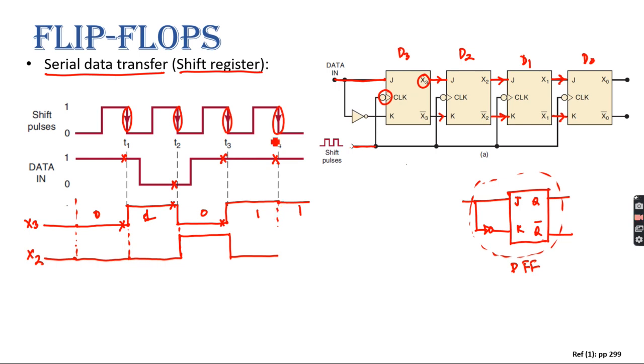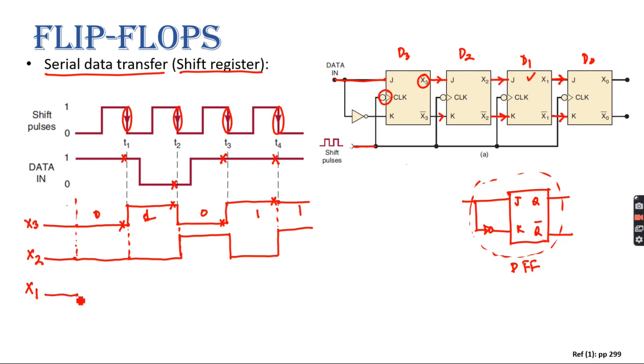negative edge. And just before the next negative edge, what is the value? 1, sir. So it will switch to 1 and it will remain 1 until it gets the next negative edge. So now for the third flip-flop, what is the input? X2, right? So it will always follow X2 as an input.